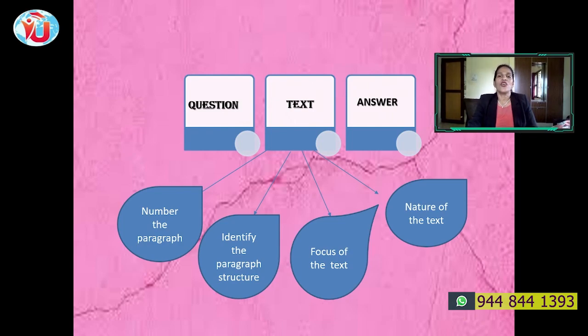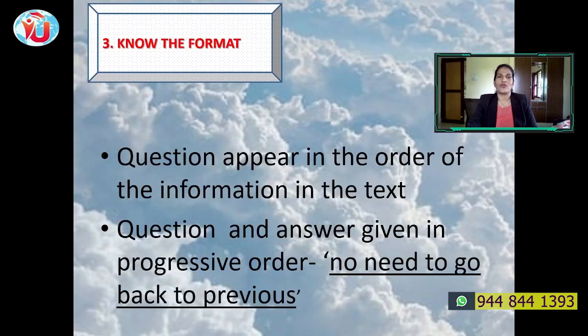When you go to the text, you find out what is the nature of the text, what the text focuses on. Identify the structure of the paragraph, and you need to number the paragraphs. Some questions say in paragraph 5, in paragraph 2, and unless you know which paragraph is which, it will be difficult for you. So you need to number the paragraphs, which will help you to skim and scan later easily. That is what the QTA method is about.